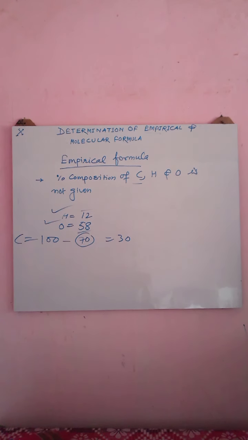In this way you have to find out. If percentage of oxygen or hydrogen or carbon is not given, then you have to first add the percentage compositions given in the numerical. Then whatever value you get after addition will be subtracted from 100. After subtraction, whatever you get will be the percentage composition of the unknown atom in the numerical, right?